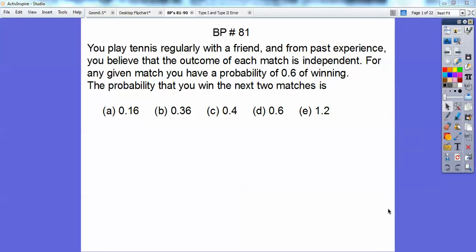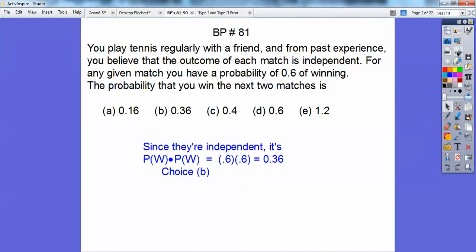So you play tennis regularly with a friend, and from past experience, you believe that the outcome of each match is independent. For any given match, you have a probability of 0.6 of winning. So the probability that you win the next two matches is, well, since it's independent, and you're doing two, then you just multiply those individual probabilities. So 0.6 times 0.6, and I get choice B.